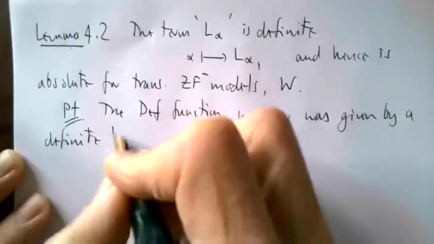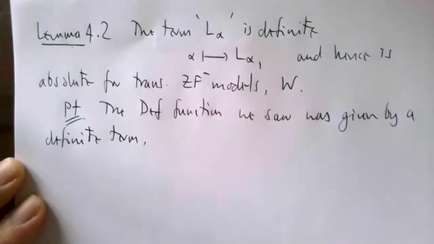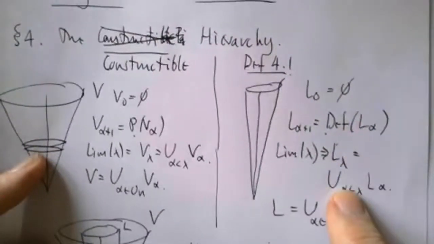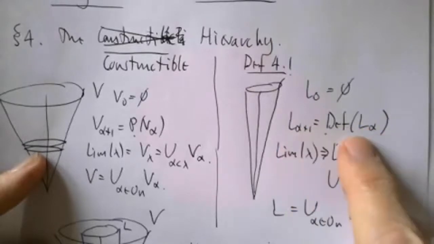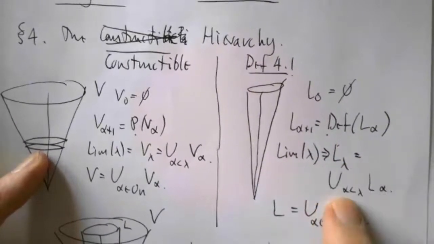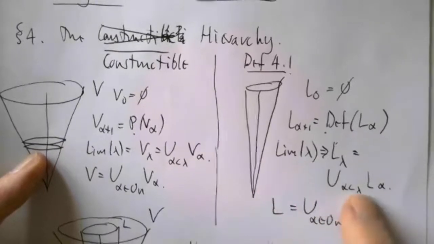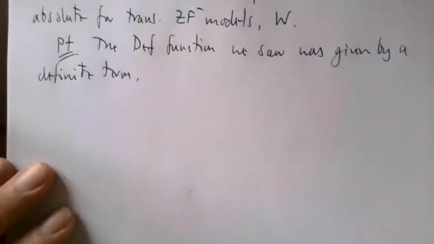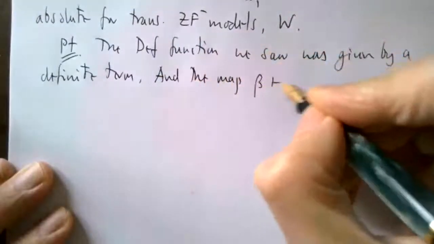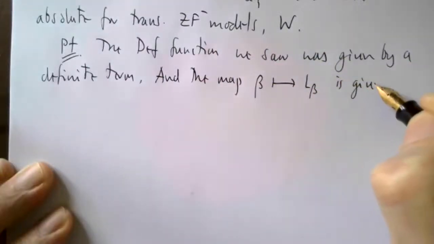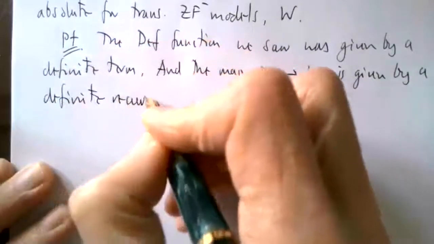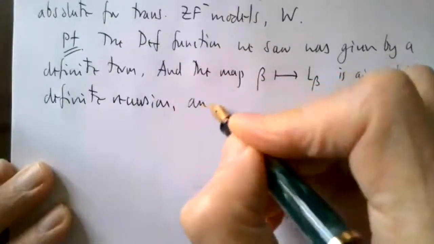And the L alpha hierarchy here is given by a recursion involving definite processes. At successive stages, we just apply this definite function, and taking a big union of the previous stages is a definite operation. So the map that goes from beta to L beta is definite. It's defined by a definite recursion, and so is absolutely definite.